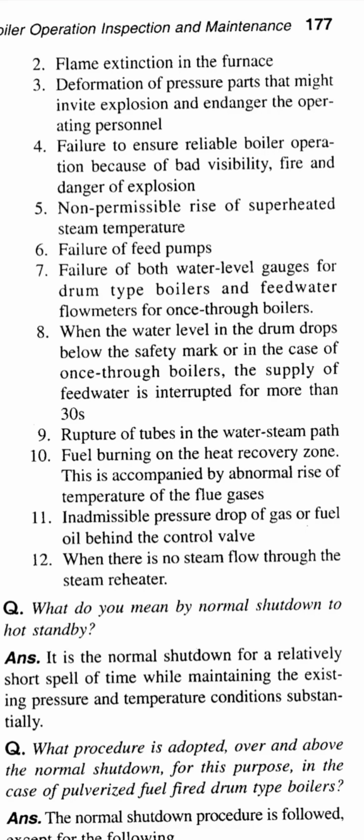non-permissible rise of superheated steam temperature, failure of feed pumps, failure of both level gauges for drum type boilers and feed water flow meters for once through boilers. When the water level in the drum drops below the safety mark, or in the case of once through boilers, the supply of feed water is interrupted for more than 30 seconds.